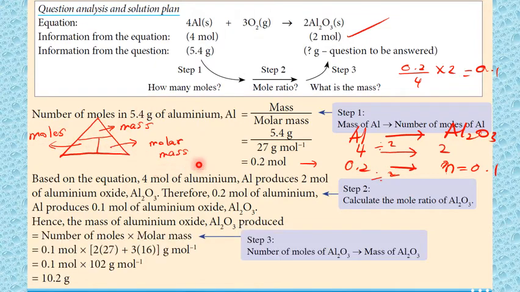So this is the solution. The number of moles times molar mass for the aluminium oxide. So 0.1 mole times the molar mass. Molar mass is you add all the RAM, according to the formula. The formula is Al2O3, right? So 2 times aluminium 27 plus 3 times oxygen 16. And after you calculate, you will get 10.2 gram. So this is the answer for the mass of aluminium oxide.